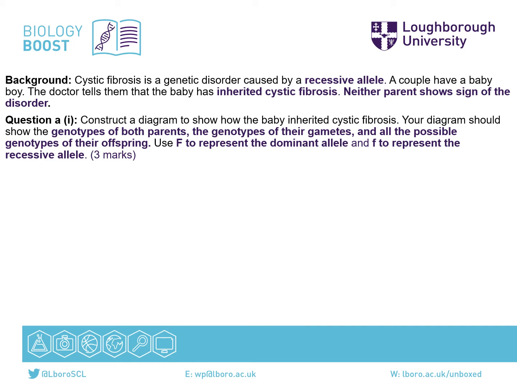The diagram should show the genotypes of both parents, the genotypes of their gametes, and all of the possible genotypes of their offspring. They want you to use the capital letter F to represent the dominant allele and the lowercase letter f to represent the recessive allele. The question is worth 3 marks.